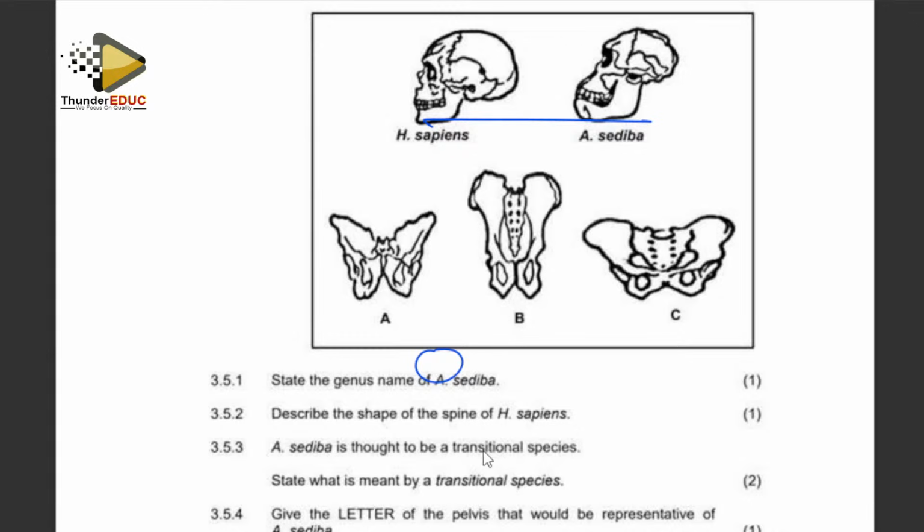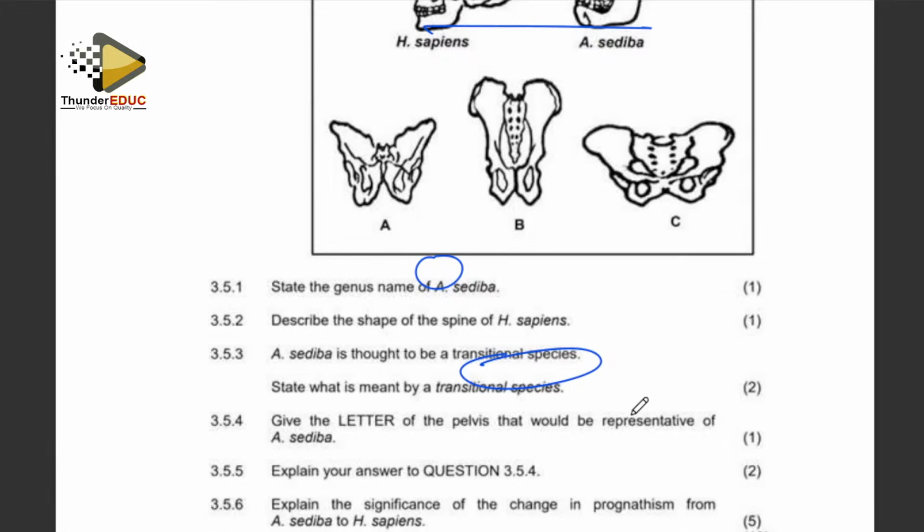Australopithecus sediba is thought to be a transitional fossil. What is meant by transitional fossil? A transitional fossil is a fossil which has characteristics of both the ancestor and the next generation. So you have to know it.